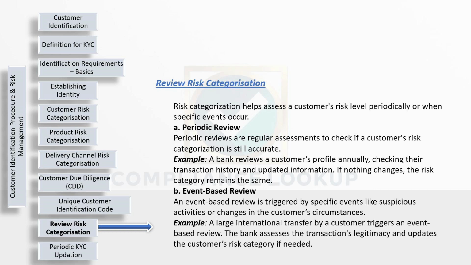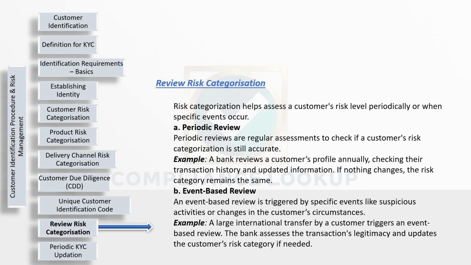A. Periodic review. It refers to regularly scheduled assessments of the customer's profile and activities to ensure that their risk categorization remains accurate over time. Example: a bank reviews the profile of a customer every 12 months, checking their transaction history, updated documents, and any changes in their risk status, like political exposure, source of wealth. If no significant changes are found, they keep the customer in the same risk category.